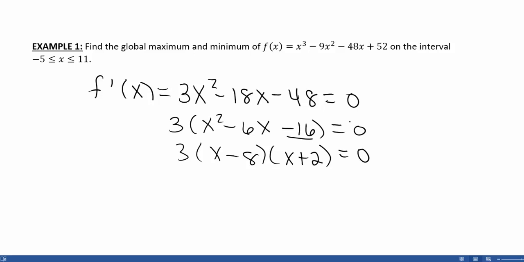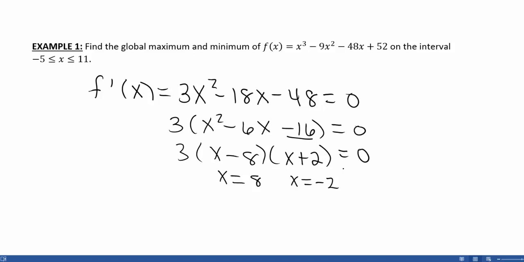So again, I have three things multiplied together equals 0, and I need to figure out what values will make each of those pieces equal to 0. 3 will never be 0. x equals 8 will make the first parenthesis 0, and x equals -2 will make the second parenthesis 0. So my critical points are 8 and -2. Now at this point, I need to check to make sure that they're in my given interval. So I'm considering x values between -5 and 11. Both of my critical points fall within that interval, so I can use them both.